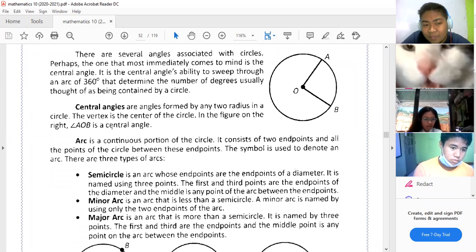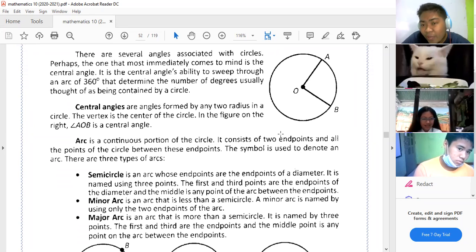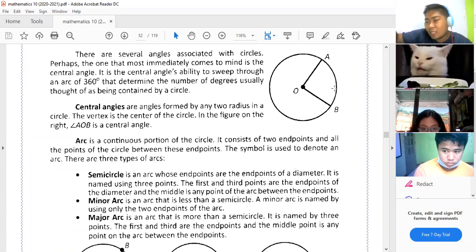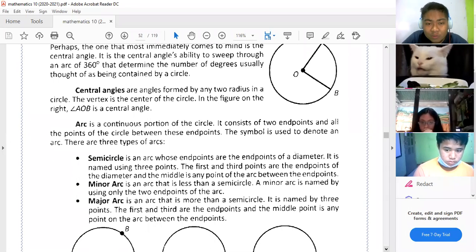We also have the so-called arc. When we say arc, it is a continuous portion of the circle. It consists of 2 endpoints and all the points of the circle between these endpoints. So, A to B, that's an arc. Nakakita naman na kayo ng arko-arko sa mga dinadaanan. For example, yung welcome, barangay, ganyan. Hindi naman siya straight, pero arc siya. Welcome to Pangasinan, welcome to Dagupan, mga ganon. That's an arc.